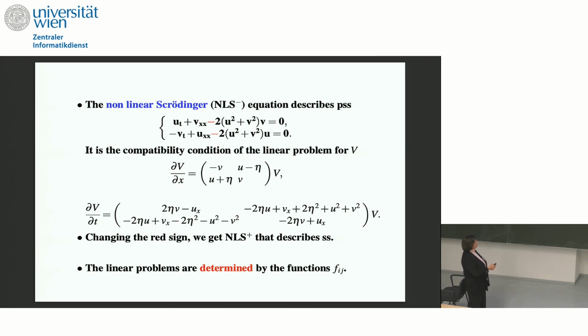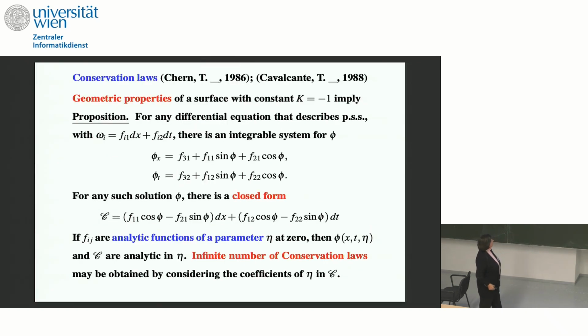Okay, so I should mention, as I said, there is a parallel theory with positive curvature. And in this case, if we change these minus ones into plus ones, we get the nonlinear Schrödinger plus that describes spherical surfaces. Okay, so again, the linear problems are determined by the Fij's. Now I want to tell you how you get the conservation laws, and hopefully there are infinitely many once you have such an equation.